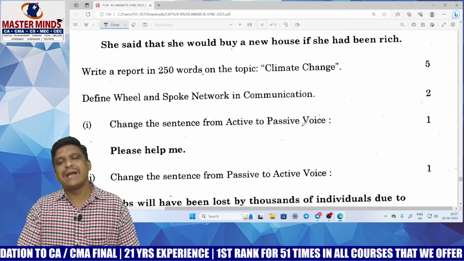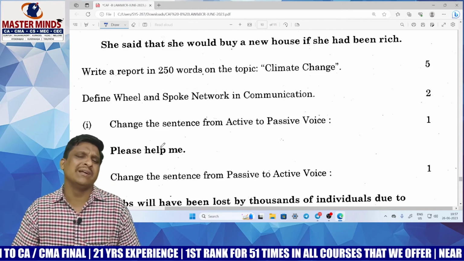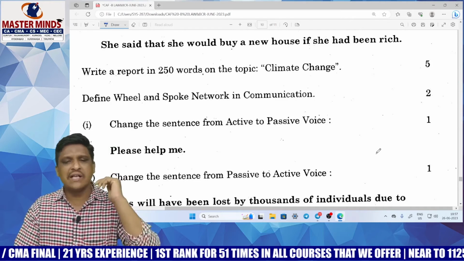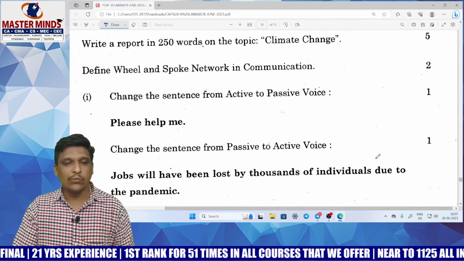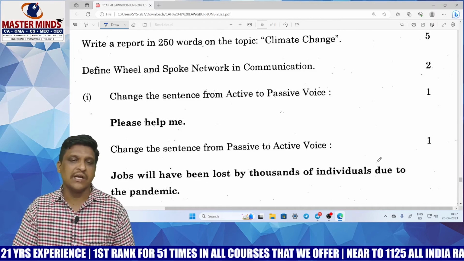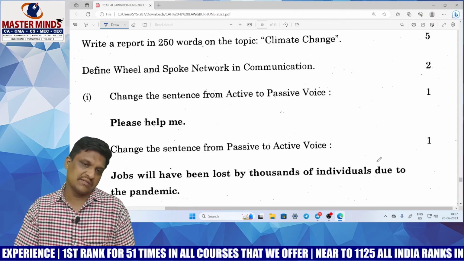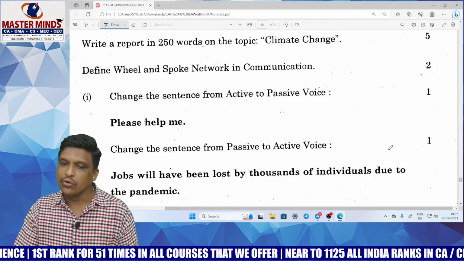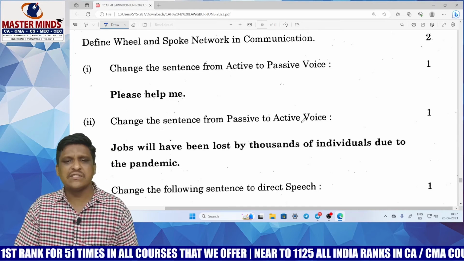Change the sentence from active voice to passive voice. Please help me. It is an imperative sentence. It's a very easy sentence that we can convert from active voice to passive voice. This also has been suggested by the guess questions that were released yesterday before you went to the exam. Next, change the sentence from passive to active.